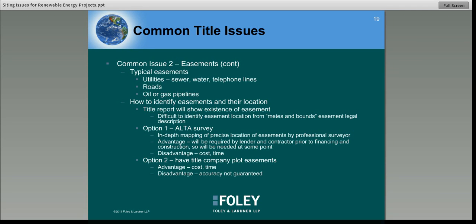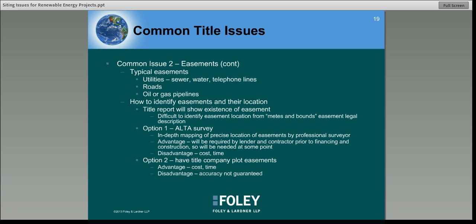There are generally two options. Number one is to do a full ALTA survey, which involves in-depth mapping of the entire site, including the precise easement location, by a professional surveyor. The advantage here is that the survey is going to be required by the lender and the EPC contractor prior to financing and construction, so you're generally going to have to obtain one at some point. The disadvantage is these things can get very expensive, $10,000, $20,000, and they do take some time.